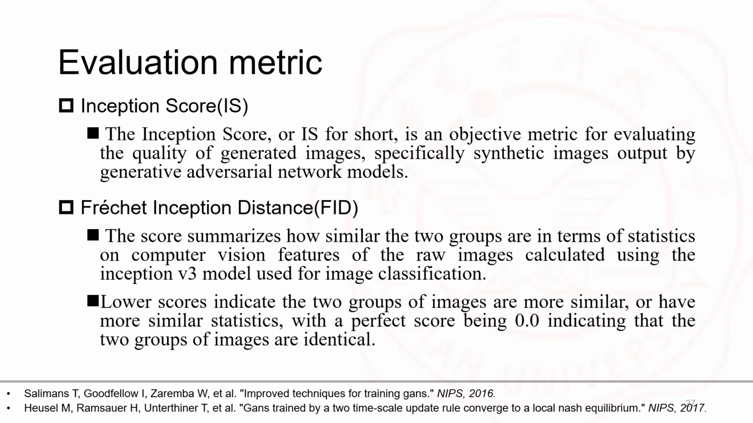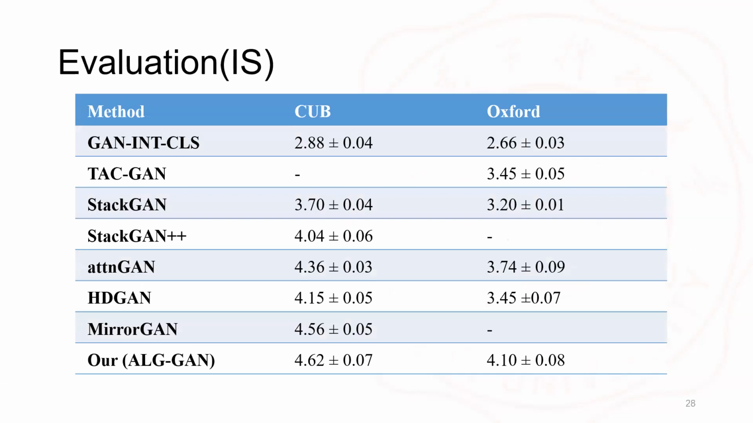We compared our results with the state-of-the-art text-to-image methods on the CUB and the Oxford datasets. We report the results of Inception Score here. It is confirmed that our model can generate images with better quality and diversity.